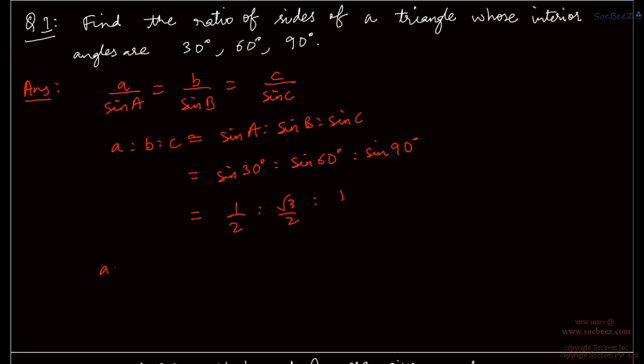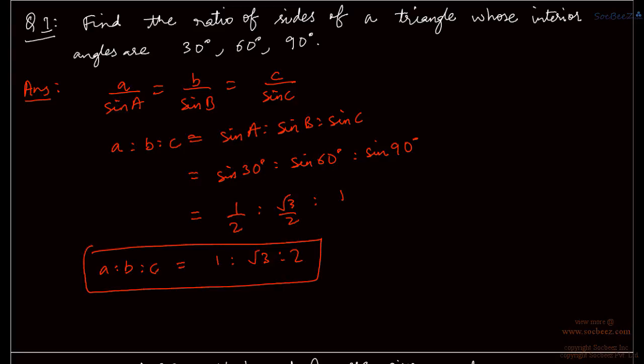Hence the ratio can be written as, there are a lot of ways to write the ratio. It's preferably written in this format. Instead of writing them as fractions as 1 by 2 and root 3 by 2, it's better to write them as 1 is to root 3. So we just use the sine rule and we got the answer. Let's move to the next question.